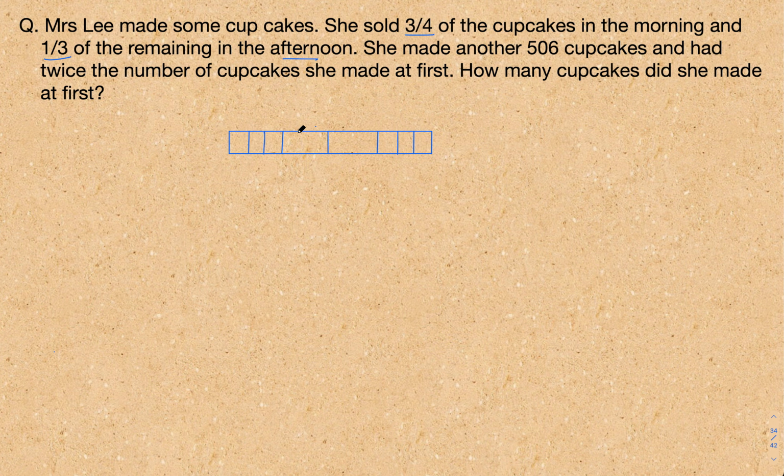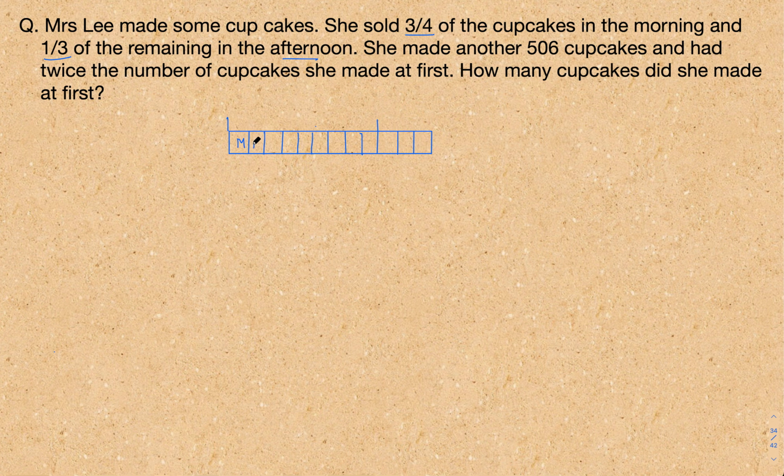So we have divided, earlier we had 4 parts. Now we have divided each of them further into 3 equal parts. That means now we have 3 times 4, 12 units. So till here, earlier she has sold in the morning. Let's show it here. So this much she has sold in the morning.